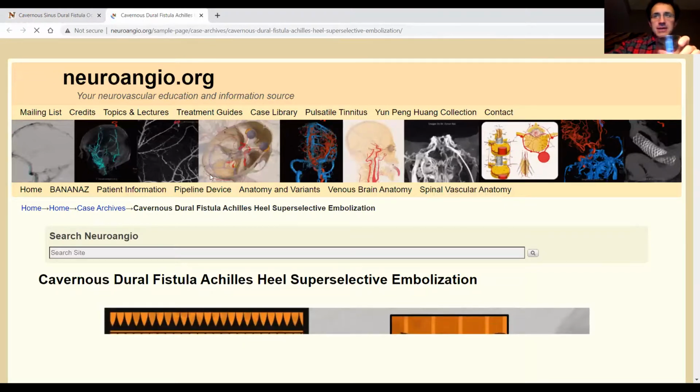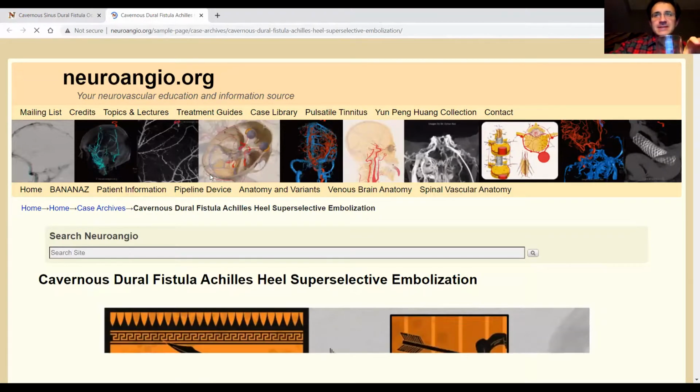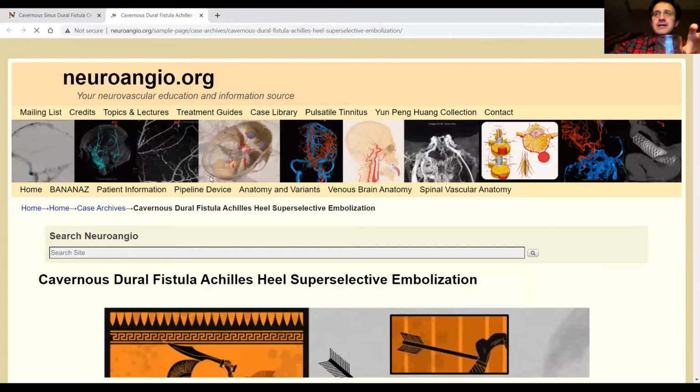Okay, so this is another case that emphasizes the same thing, and we just keep harping on this point because it's so key in treatment of dural fistulas: you have to find that common channel where everything drains. Oftentimes, there's only one place where everything is draining. You shut that down, and it's dead. You don't have to pack the whole cavernous sinus off.